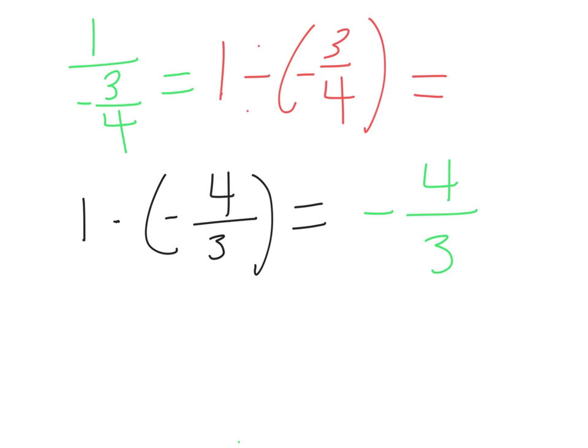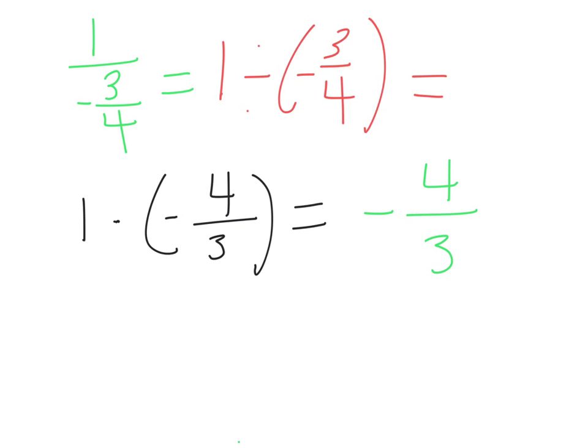Okay, in this case, we have 1 over negative 3/4. We rewrite that into a division. We have 1 divided by negative 3/4. That's going to equal, we're going to use the reciprocal, so 1 times negative 4 over 3, and 1 times anything is just going to give us negative 4/3.